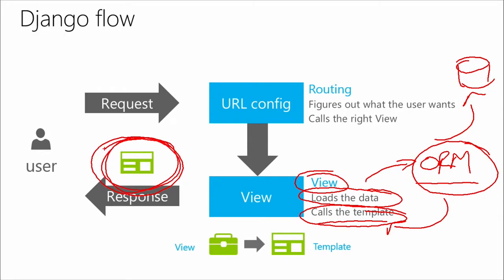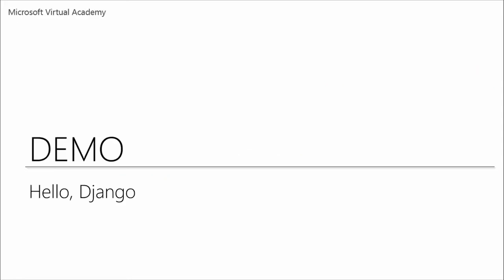So that's what's going to wind up happening with all of this, is we're going to have our URL config, which is going to have our routing. It's then going to call the appropriate view, which is going to go load the data, call the templates, and then eventually send that out the door.